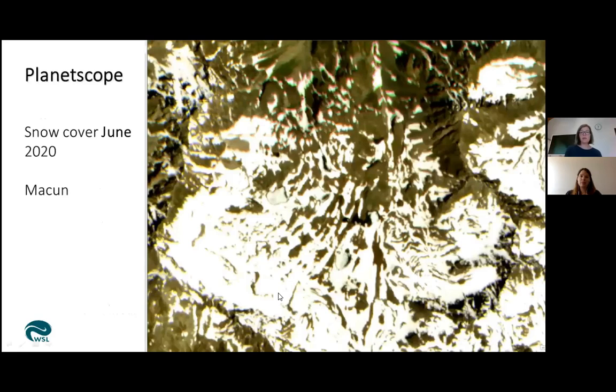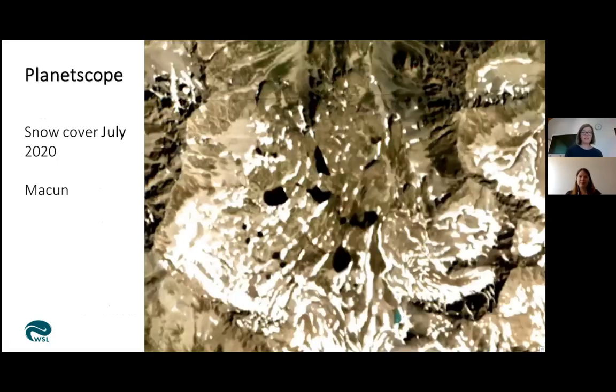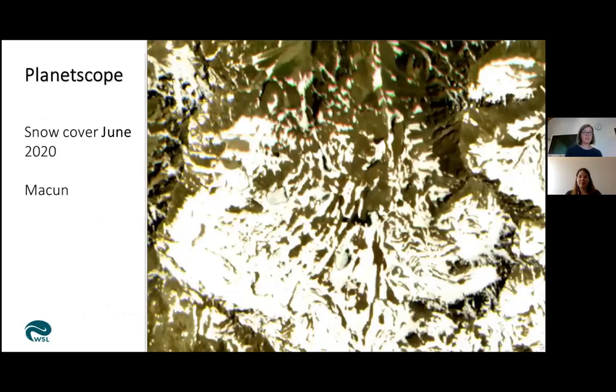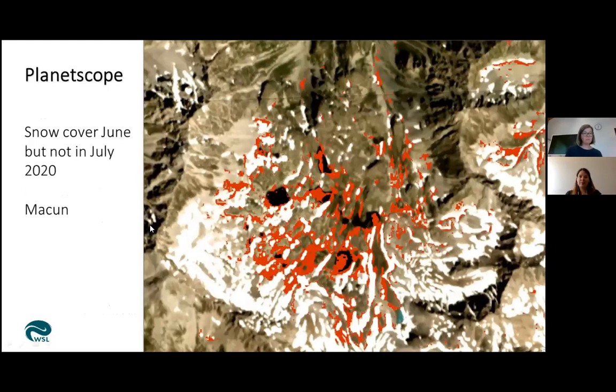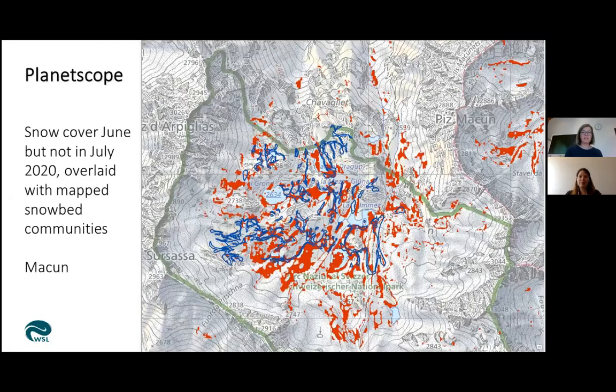So this is an example from the same area, the Marcoon in the Graubünden. This is the snow cover in June 2020. And it's quite unclear because it's the JPEG preview and not the original data. And then this is the snow cover in July 2020. So we see all the areas which had snow cover in June and not in July. So that would be these red areas. And then we can reduce those areas with Nika's model.